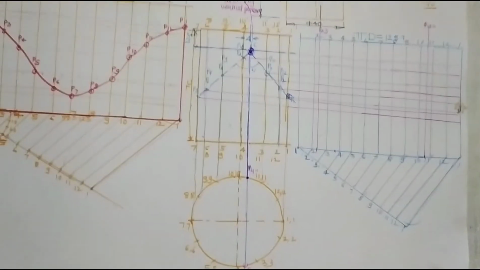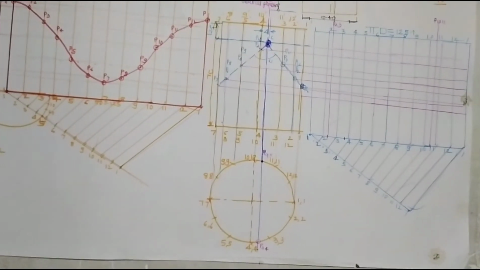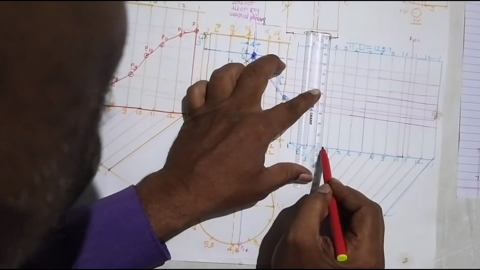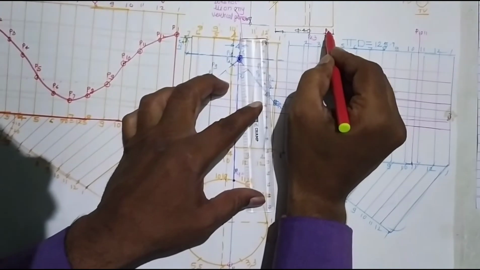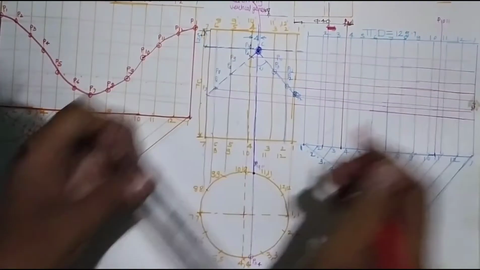I will use this red color. This will be the distance. I am using the red color here. This will be point P3-4.